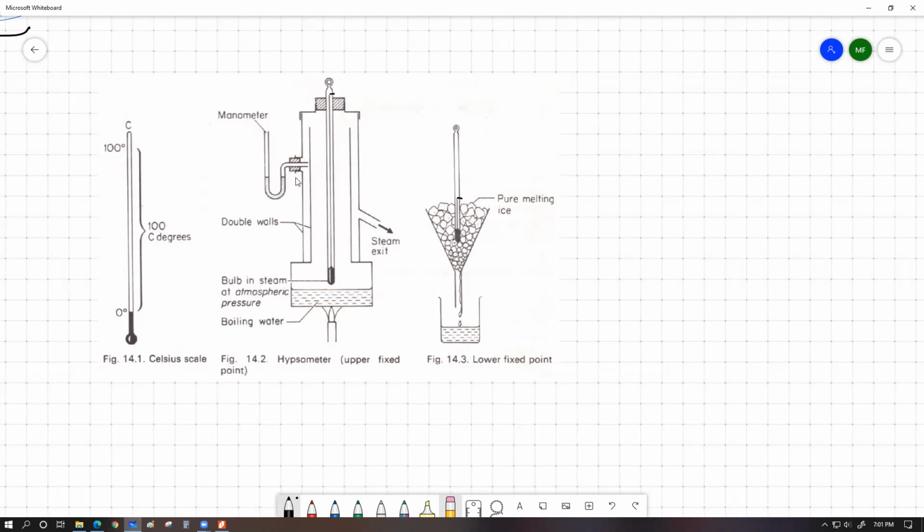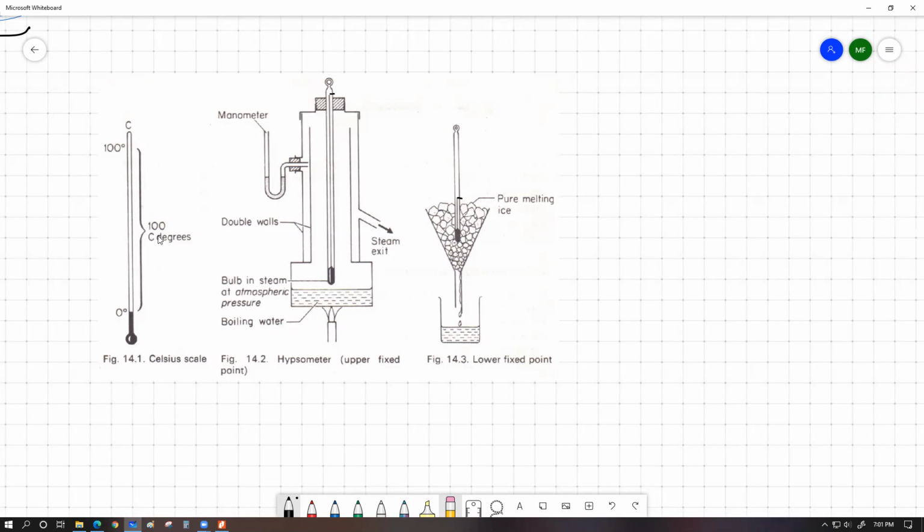If we divide the in between space into 50 equal spaces, then how much would each gap be? Someone tell me before I pick a person. If we divide this gap into 50 equal spaces, how much temperature would each gap represent? 2 degrees Celsius? 2 degrees? 2 degrees Celsius, exactly.